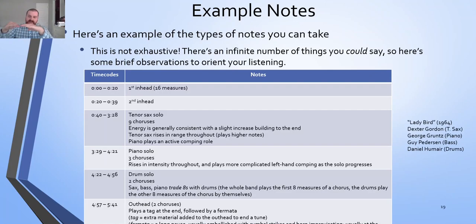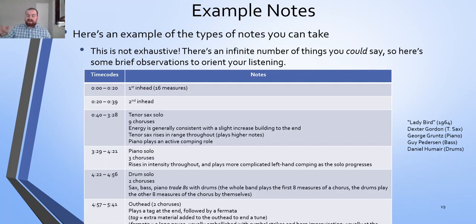The tenor sax rises in range throughout, so they play higher notes as the piece goes on. And the piano plays an active comping role. There's a lot of piano happening under the tenor sax. This is not always the case, so you can mention that. After the tenor sax, there's a piano solo, which is 3 choruses. The piano rises in intensity throughout and eventually plays more complicated left-hand comping as the solo progresses. The piano player can comp for themselves. The left hand can do chords and different kinds of improvisational embellishments as the right hand plays an improvised passage.